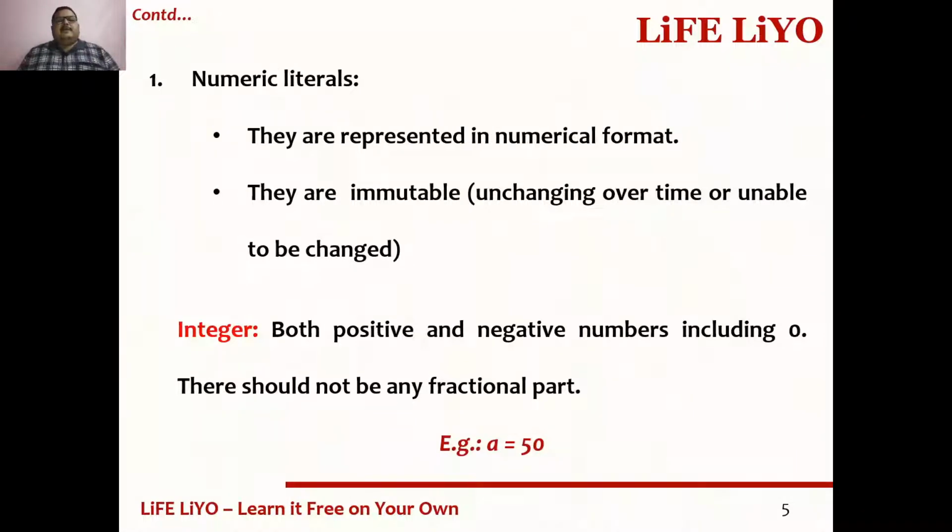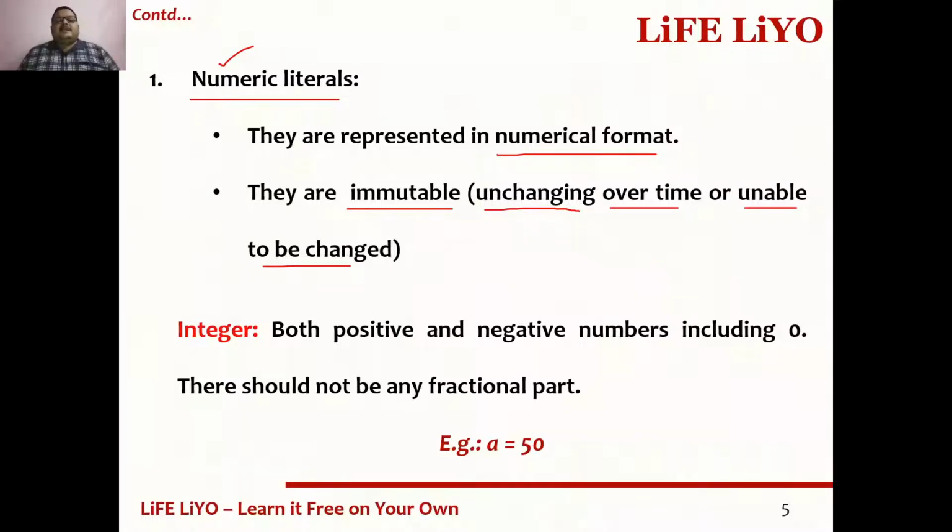First, numeric literals. The name itself tells us that the values we are going to store in the variables are in numerical format. Whenever we assign values to any variable, they are immutable. What does immutability mean? Immutability means it is not going to change over time, or is unable to be changed. That is called immutable.